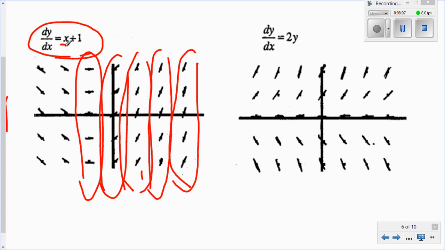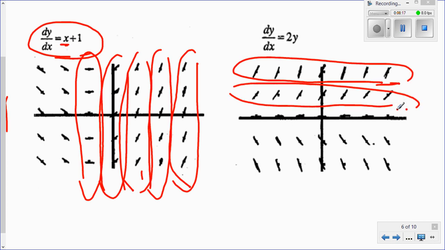And then the opposite is going to happen. So look at our next slope field. If you look across horizontally, notice all the tangent lines have the same slope horizontally. That's a hint that your differential equation is only in terms of y.